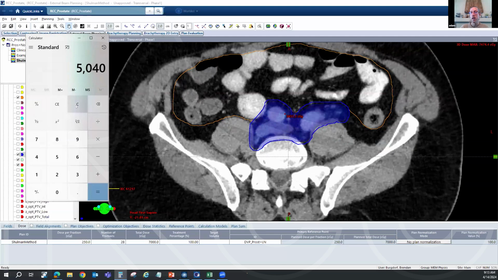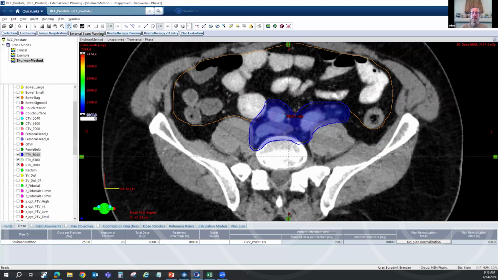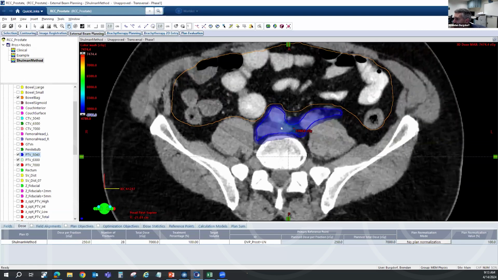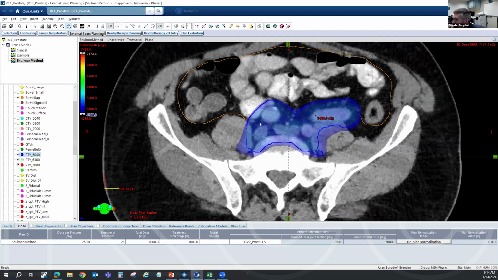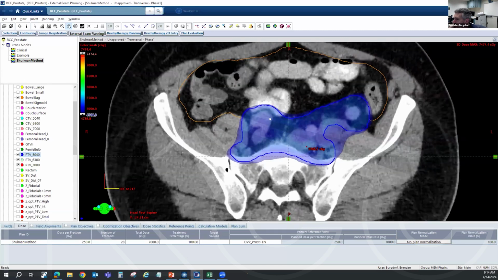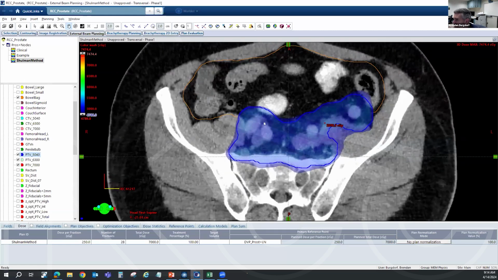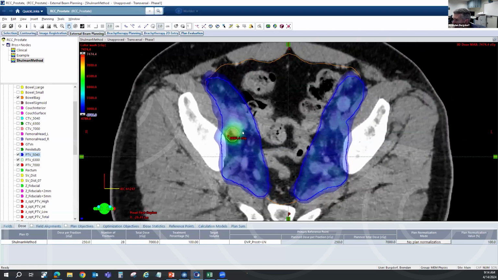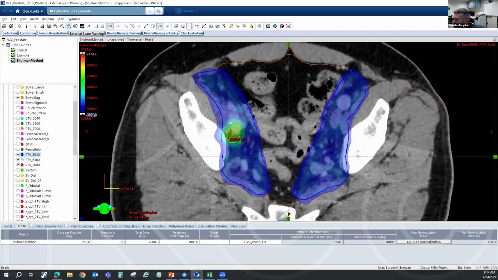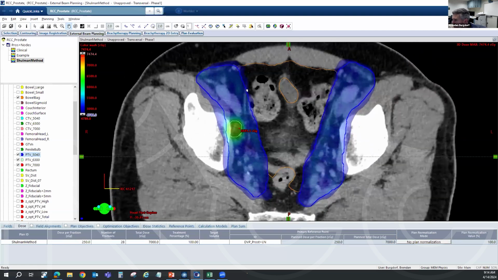It took one try and he got this plan. So here I'll show you the 95% isodose line for the low dose PTV. So this is 95% of 50.4 gray. And you can see how conformal the isodose line is with the structure itself, how the coverage is very homogeneous and uniform, and how there's really not any hot spots outside of those higher dose level PTVs.